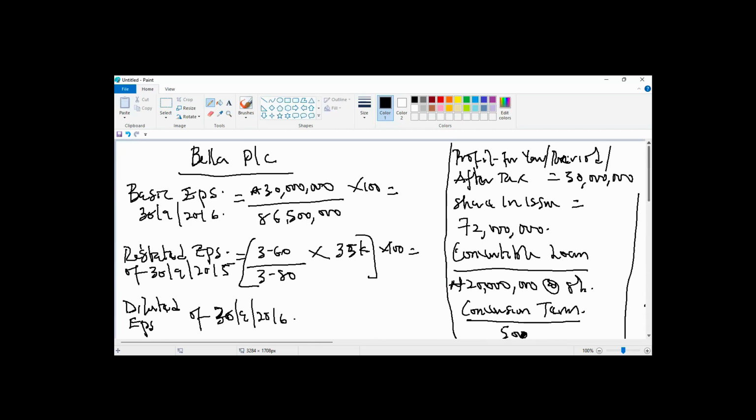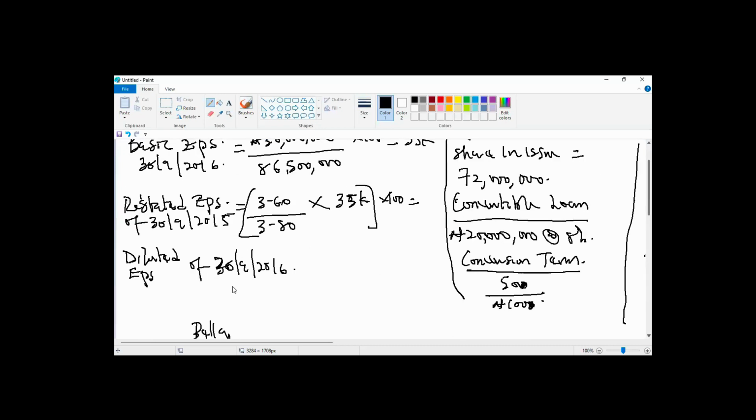What is the basic earnings per share? 30 million divided by 86.5 million is 35 kobo. That means it is diluted. I can now calculate my diluted earnings per share.